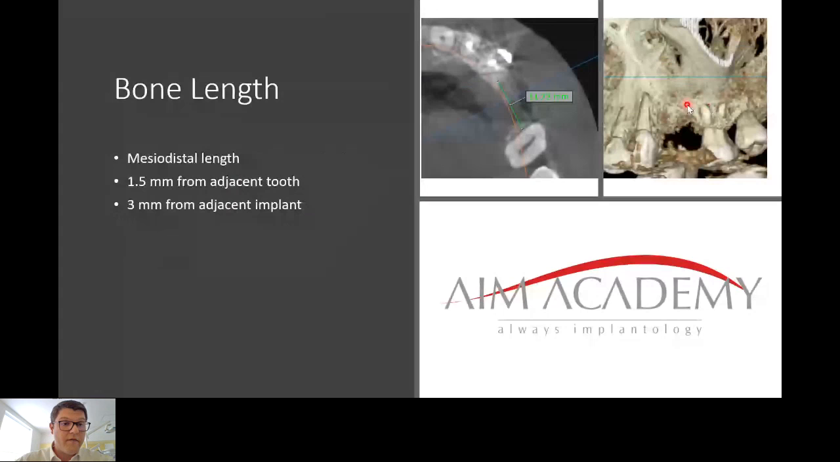Of course, we have to evaluate the bone length. This is the mesiodistal length. Standard, we must have 1.5 millimeters from the adjacent tooth and 3 millimeters from the adjacent implants. As you can see here, this is a particular case that I encountered. You can see we have 11.7 millimeters here. This is a problem. What can we do here?